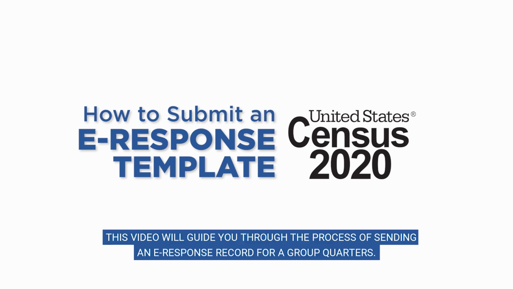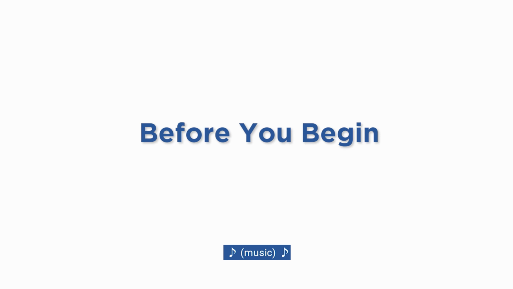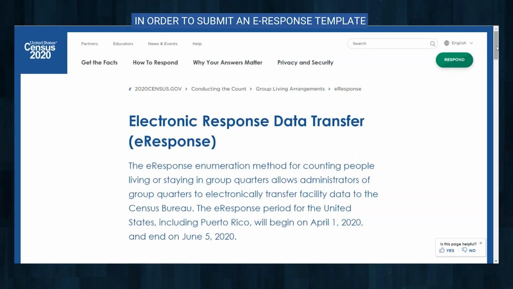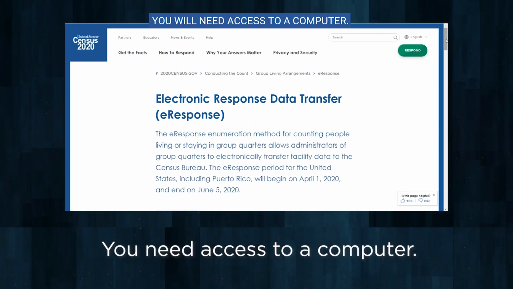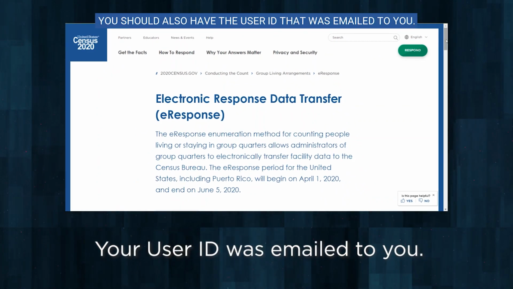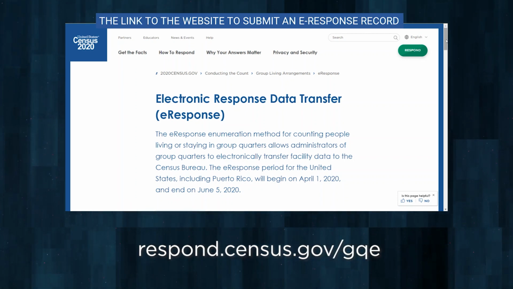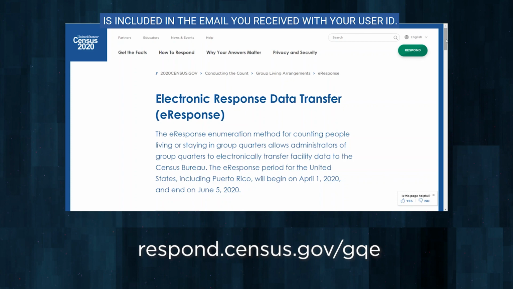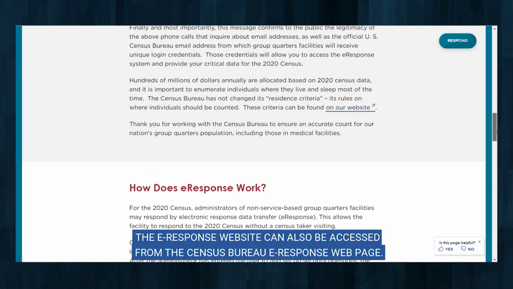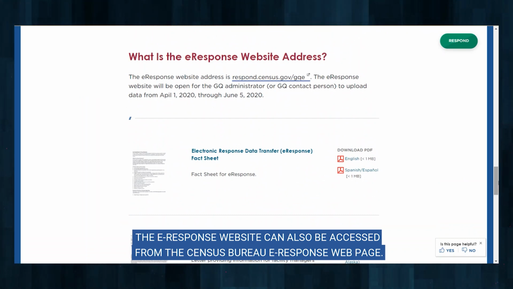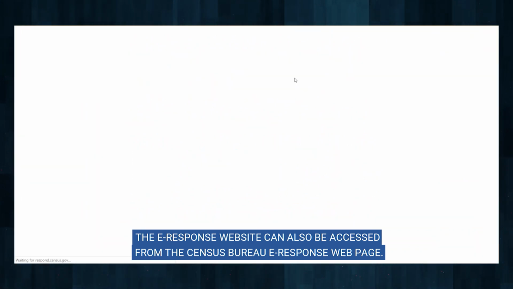This video will guide you through the process of sending an eResponse record for a group quarters. In order to submit an eResponse template, you will need access to a computer. You should also have the user ID that was emailed to you. The link to the website to submit an eResponse record is included in the email you received with your user ID. The eResponse website can also be accessed from the Census Bureau eResponse webpage.